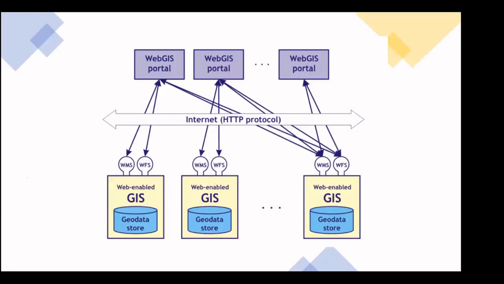We'll go to the very basic architecture of what WebGIS is and how it works. There is a web portal, there is a GIS data store, there is a WMS, WFS. I'll go through each and every one of these. So map services, feature services, and then the data is fetched, retrieved, and sent to the client interface. So this is the basic architecture.